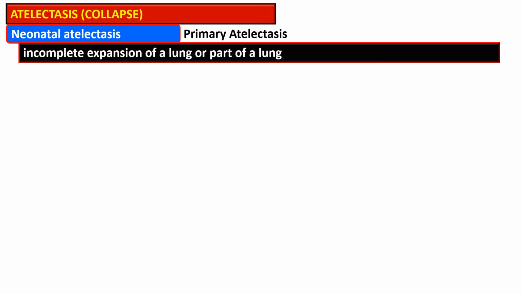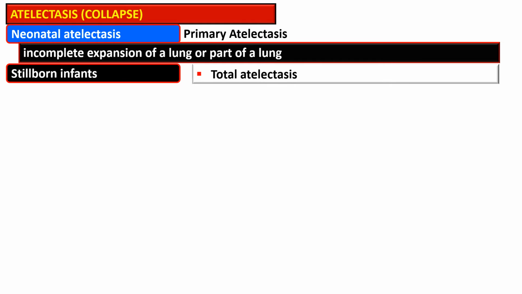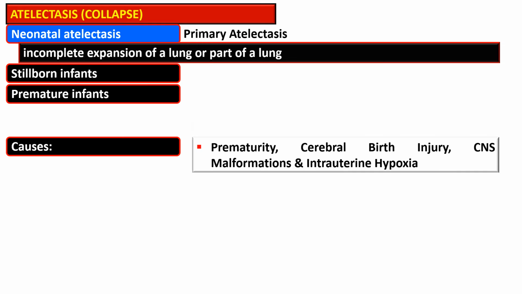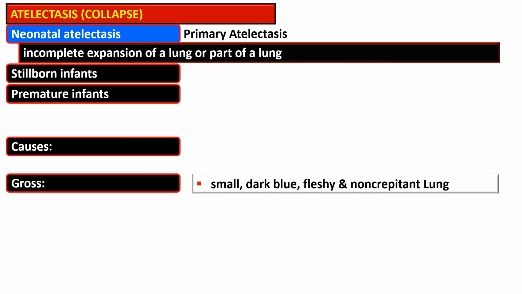The primary atelectasis is also termed neonatal atelectasis, and it is defined as incomplete expansion of a lung or part of a lung. It is seen in stillborn infants as total atelectasis, or in premature infants as a result of weak respiratory action that develops incomplete expansion of the lung and clinical atelectasis. The causes are prematurity, cerebral birth injury, CNS malformation, and intrauterine hypoxia.